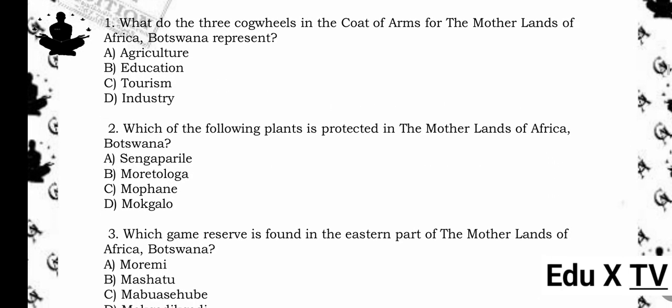1. What do the 3 cogwheels in the coat of arms for the Motherland of Africa, Botswana represent? A. Agriculture. B. Education. C. Tourism. D. Industry. The answer is D. Industry. Reason being, the 3 cogwheels in the coat of arms represent industry, symbolizing the importance of industrial development in the Motherland of Africa, Botswana.